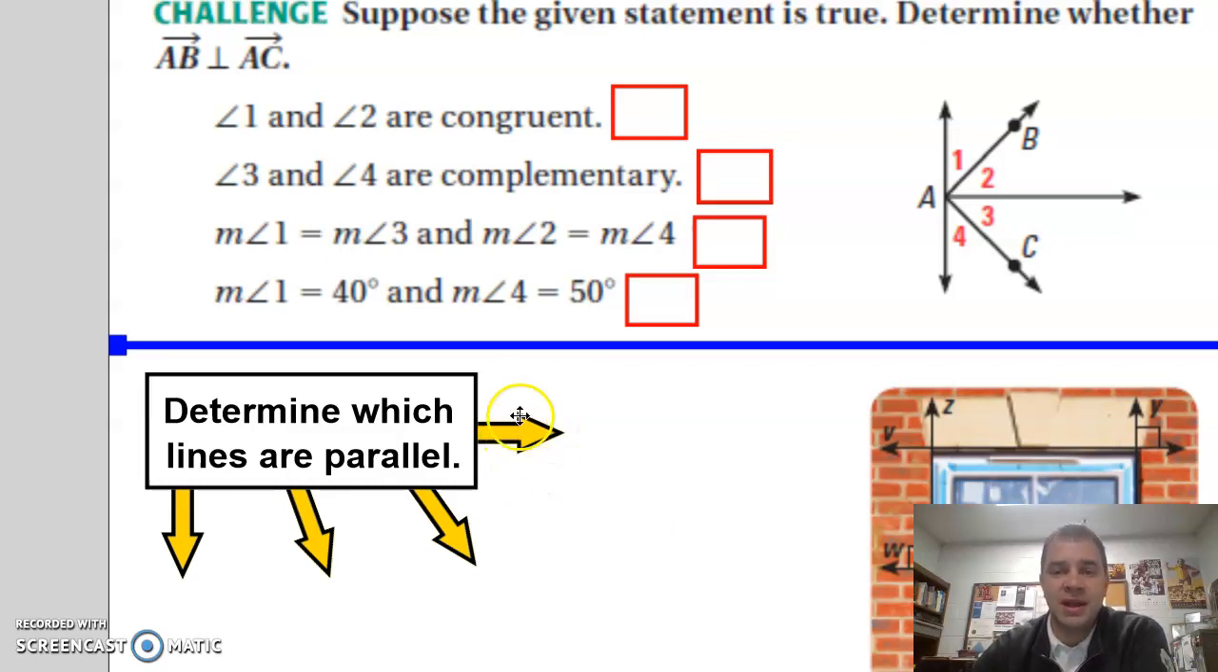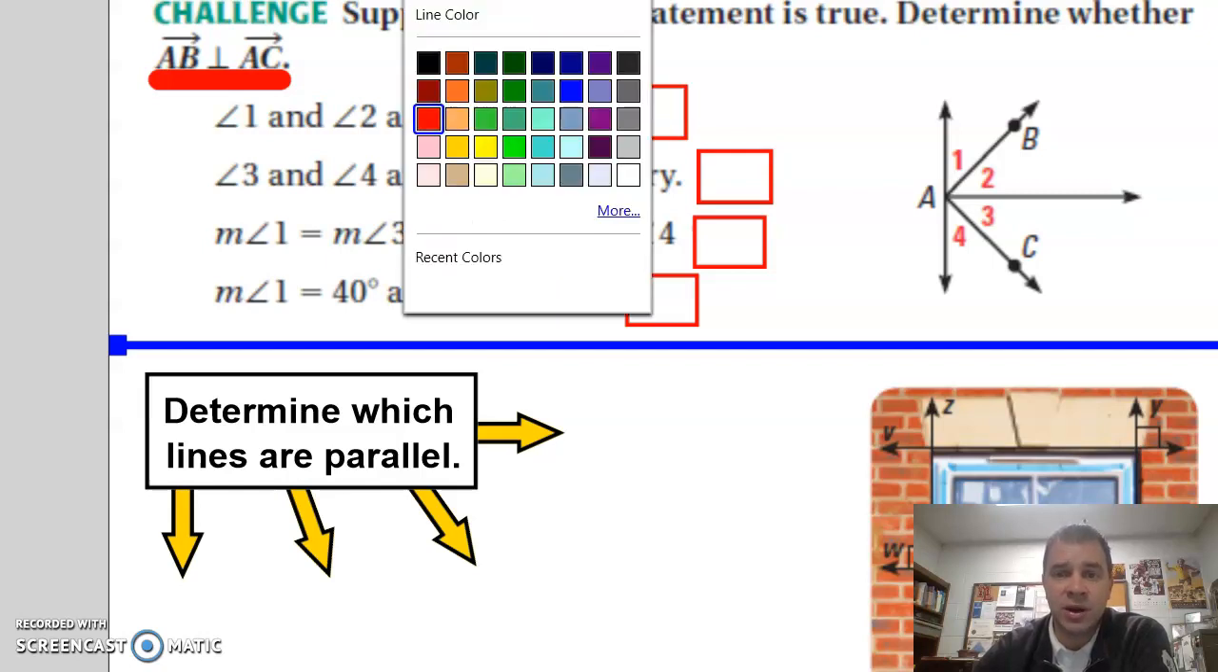Let's analyze a few statements based on some of the theorems that we know. So we've got this diagram up here, and we're going to look at other statements that are given here, and if these statements are true, does that necessarily mean that AB and AC are perpendicular? Let's take a look at where AB and AC actually are.